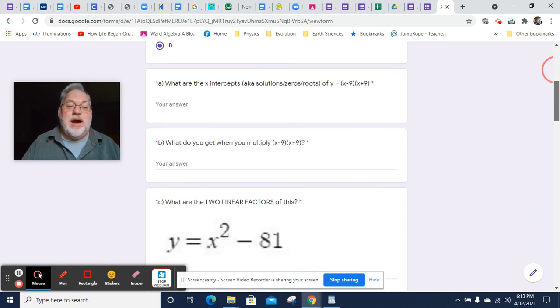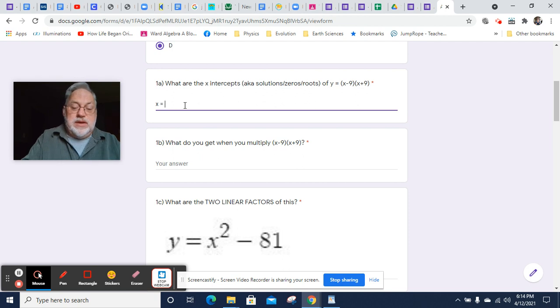So here we go. What are the x-intercepts, also known as the solutions or zeros or roots, for y equals x minus 9 times x plus 9? Well, the x-intercepts are whatever x value makes x minus 9 equals 0. That would be 9. Or whatever x value makes x plus 9 equals 0. And that would be negative 9. So x would be 9 and negative 9. Because either one of those would turn one of these factors into 0 and force y to equal 0.